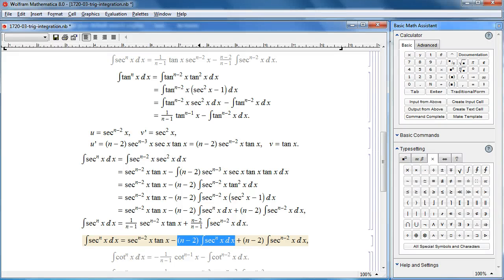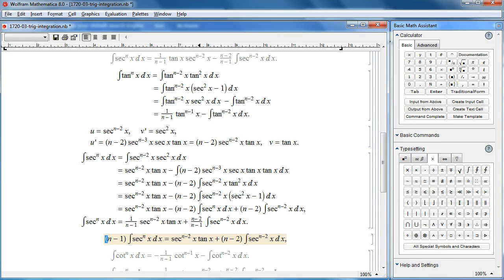And then we're going to flip this one to the other side. So add n minus 2 times this integral to both sides of the equality. Then on the right hand side it will be just gone. And on the left hand side, adding n minus 1 plus 1, or rather adding 1 plus n minus 2, I'm going to get n minus 1 times that integral.